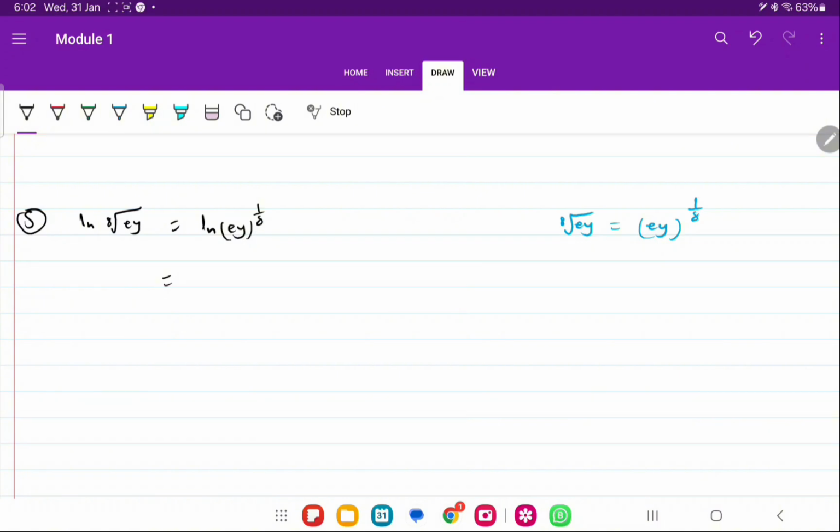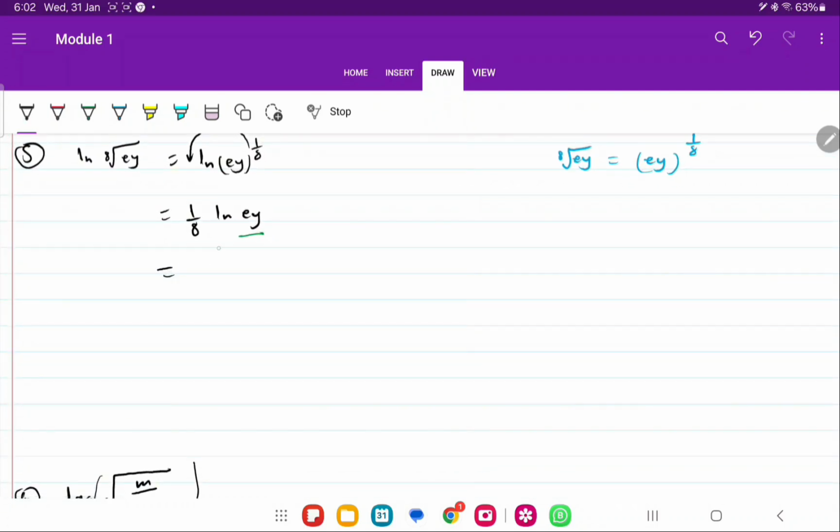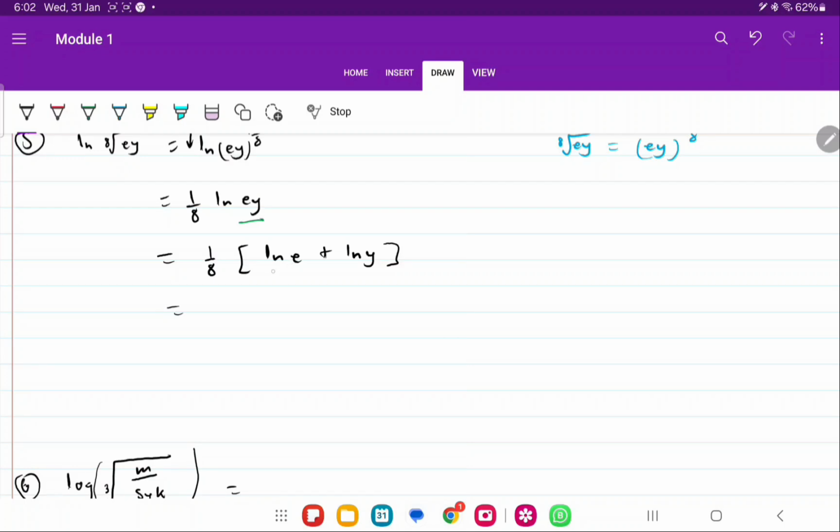And if you can remember my power law, I can bring this 1/8 in front here. So that's going to give me 1/8 times the ln of e times y. And now which law can I apply? I can now apply the product law. That's going to be equal to 1/8 times the ln of e plus the ln of y. And what is the ln of e going to be? The ln of e is going to be 1. Remember from our previous video.